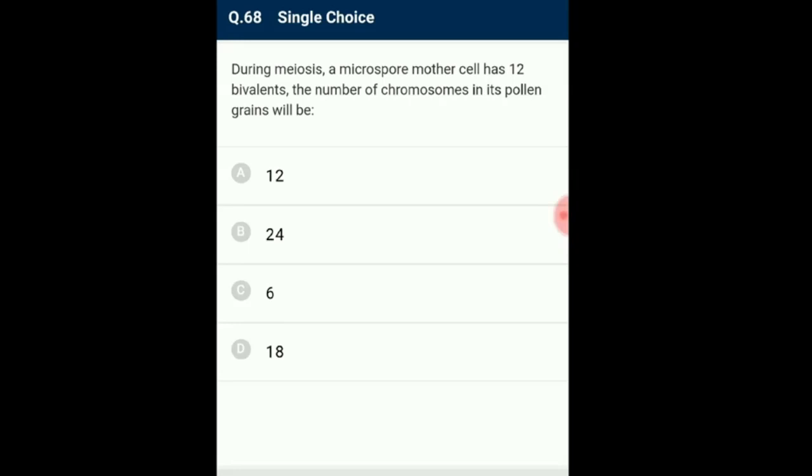Pollen grains are formed from each of the daughter cells formed after a complete meiotic process of a microspore mother cell. Thus, the chromosomes in a pollen grain will be half of the mother cell, which is 12. So the answer is option A, 12.